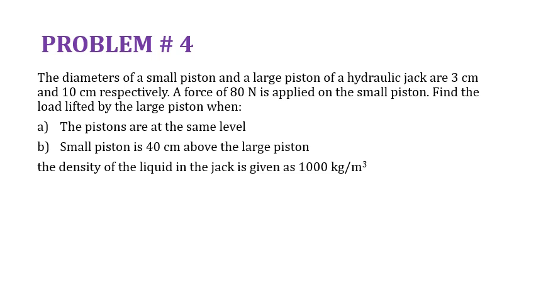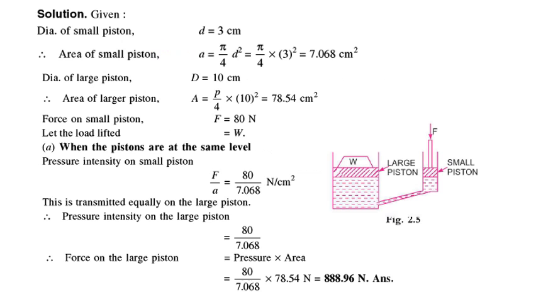The diameters of a small piston and a large piston of a hydraulic jack are 3 cm and 10 cm respectively. A force of 80 Newton is applied on the small piston. Find the load lifted by the large piston when the pistons are at the same level, and when the small piston is 40 cm above the large piston. Take the density of liquid in the jack as 1000 kg per meter cube.